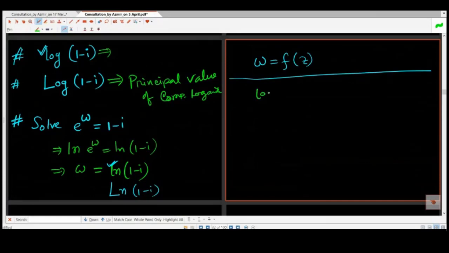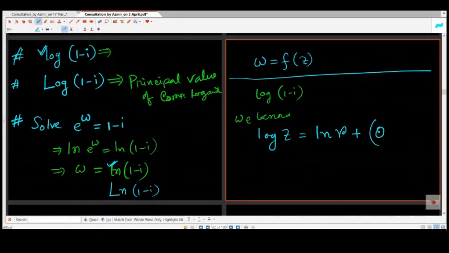We have log of 1 minus i. We know that log z equals natural log of r plus principal argument plus 2n pi i, where n equals 0, plus minus 1, plus minus 2, and so on. So we can compare that log z with log of 1 minus i. That means z equals 1 minus i.